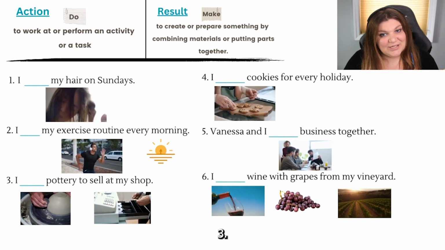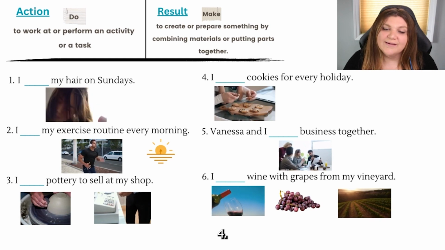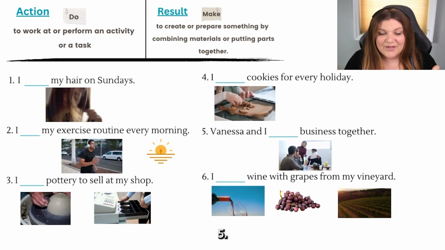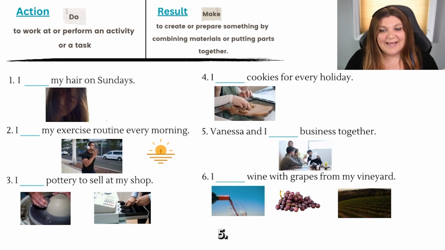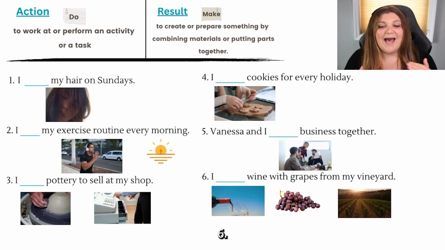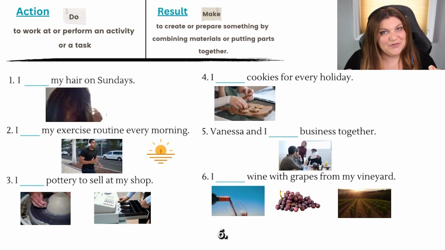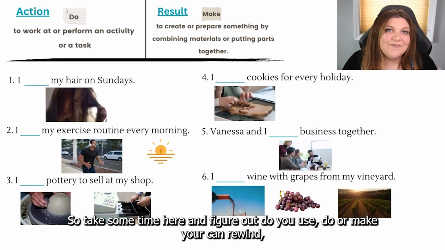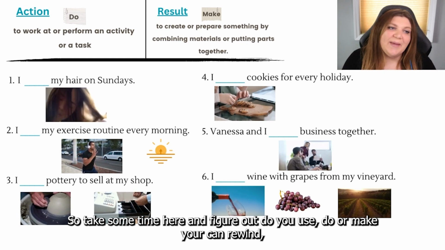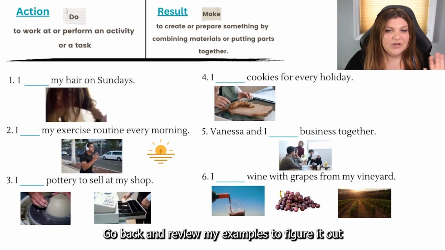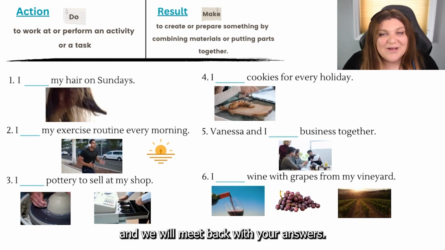Pottery to sell at my shop. 4, cookies for every holiday. 5, Vanessa and I, business together. 6, I wine with grapes from my vineyard. So take some time here and figure out to use do or make. You can rewind and go back and review my examples to figure it out. And we will meet back with your answers.